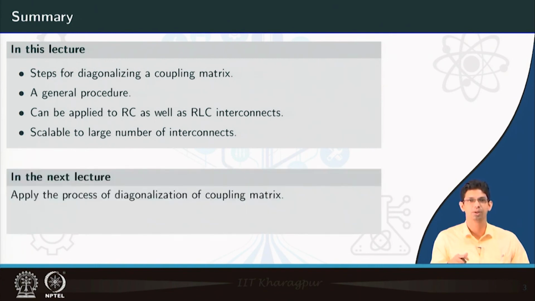In the next couple of lectures, we will apply this process of diagonalization of the coupling matrix by taking some examples. In the next lecture, we will be taking the case of 2 coupled interconnects, and in the following lecture, we will take the case of 3 coupled interconnects.